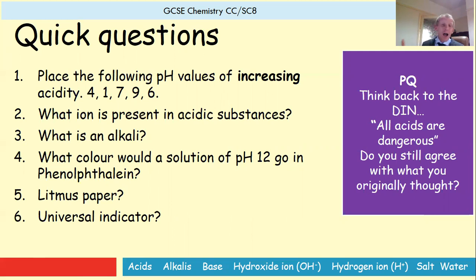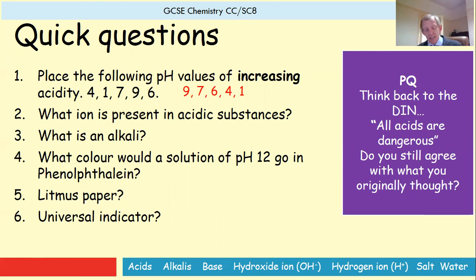Okay, guys, well done for having a go at that. Hopefully you didn't find these questions too difficult. We're going to now quickly pop the answers up on the screen. So place the following pH values in order of increasing acidity: 4, 1, 7, 9, and 6. If we order them by increasing acidity, we have to start with the least acidic first, and that gives us 9, 7, 6, 4, and then the most acidic is 1.